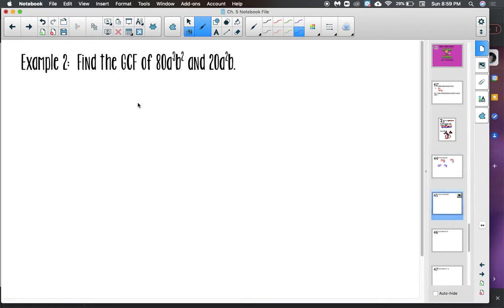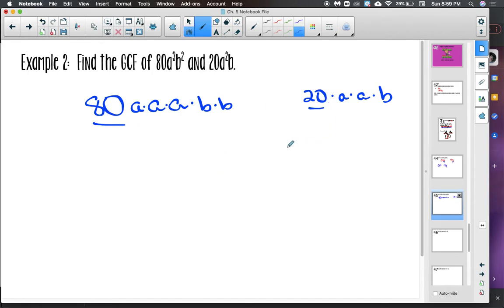Let's do another one, a little more complicated. Find the GCF of 80a cubed b squared and 20a squared b. I'm going to write this out a little bit. A cubed is a times a times a, and b squared is b times b. And over here I have 20 a squared b, so that's 20 times a times a, that's what a squared means, times b. So first I find the GCF of my coefficients. You can do that with the listing method or the Venn diagram method, it does not matter. You will find that the GCF is 20.